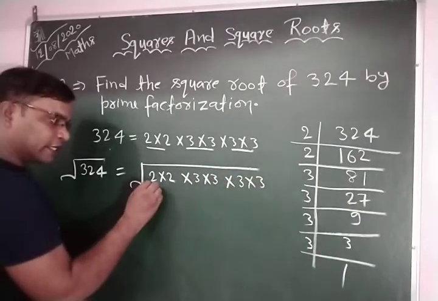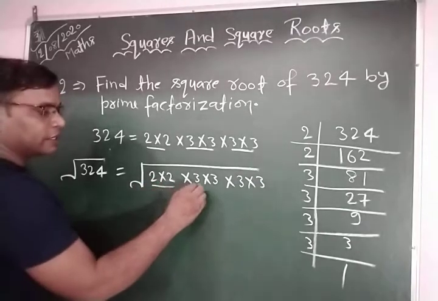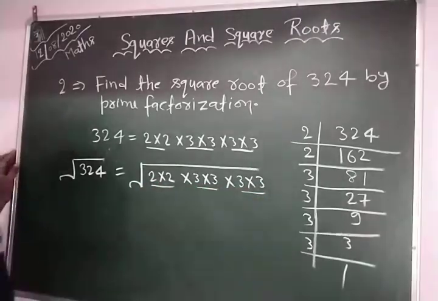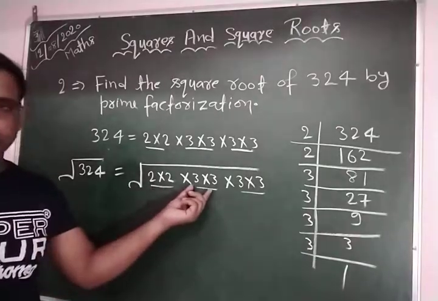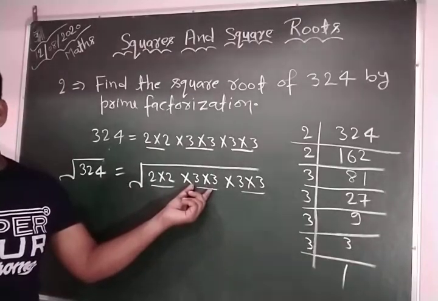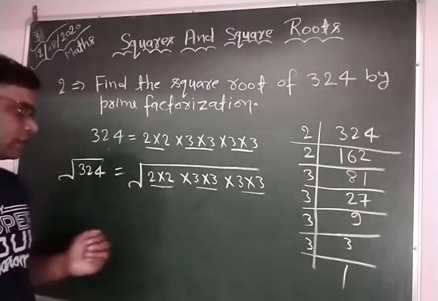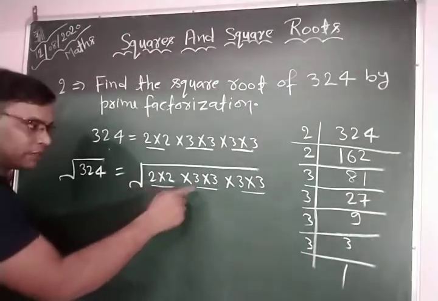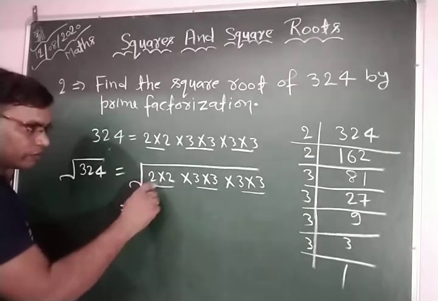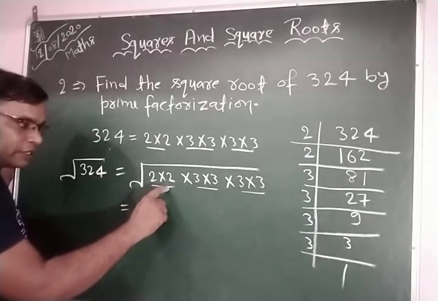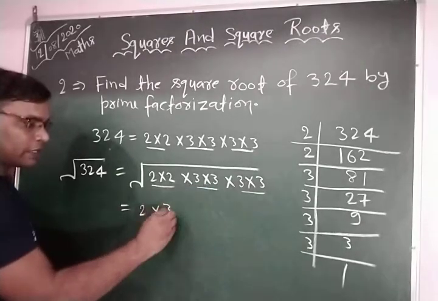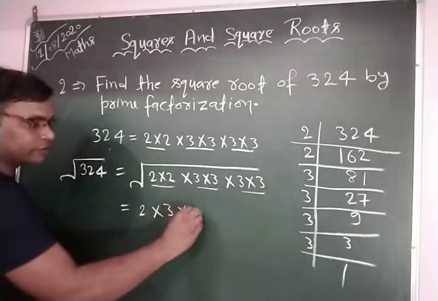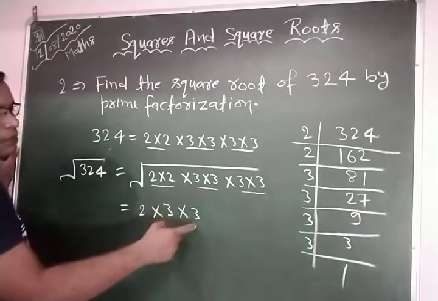You can see here each number is in a pair. This is also in a pair. This is also in a pair. So we take one prime number from each pair. Clear? Here we take one prime number from this pair, one prime number from this pair, and here also one prime number from this pair.